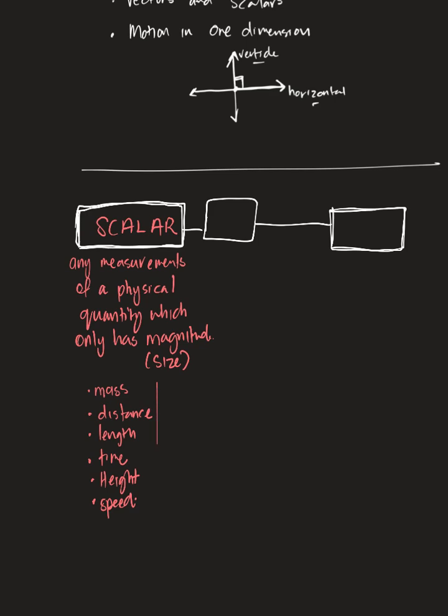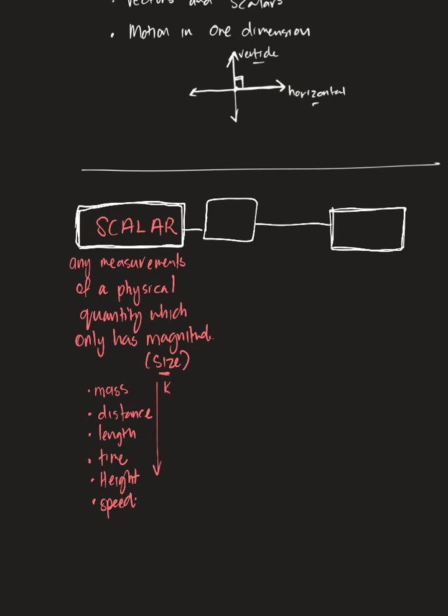So when I'm looking at these, I would consider these to be scalar quantities, or the idea of something being scalar. When I'm talking about something being scalar, it only has a size. So if I want my mass, I can look on a scale. The distance, I can use a measuring tape. Length, I can use a ruler. Time, I can use a clock. Height, I can use a ruler. Speed, I can use a speedometer. It only has a size.